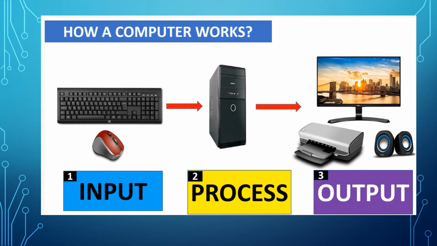How a computer works. A computer works in three basic steps: input, process, and output. Input is the data that we enter into the computer. Process is what the computer does with the input data. Output is the final result the computer gives to us after processing the data.